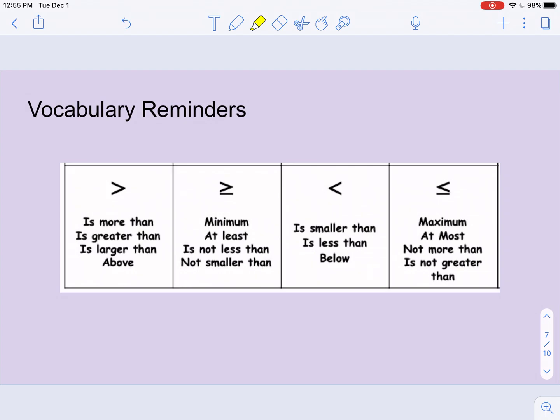Here's a couple of vocabulary reminders. Instead of just using all the operations, we are also going to be using greater than or equal to, less than or equal to, instead of just an equal sign. That is the difference between an equation and an inequality. So this slide you can go back to for some helpful reminders.